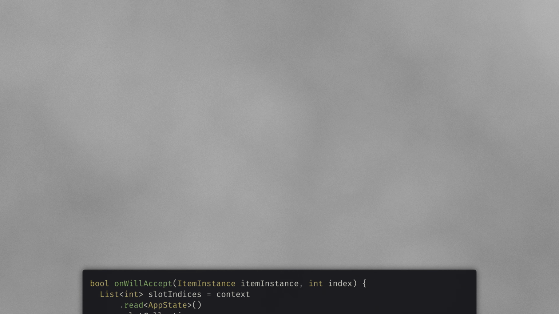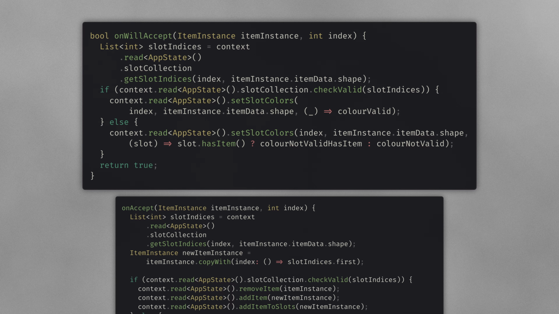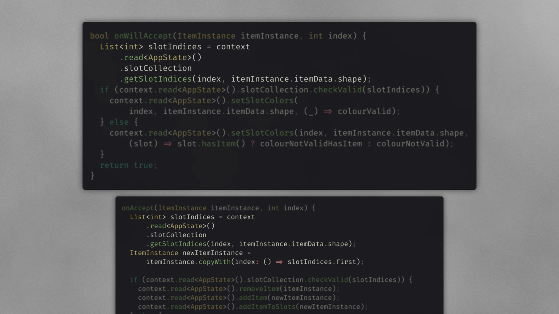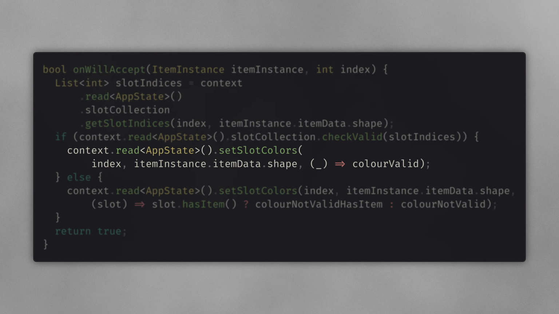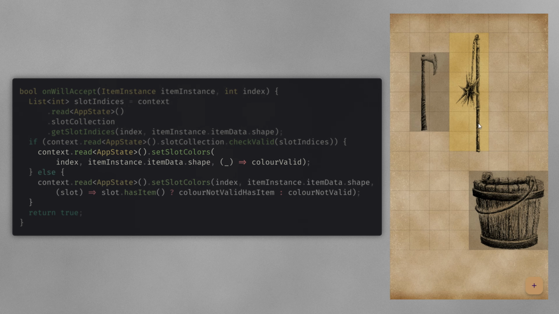Something that has changed behind the scenes is the drag target interaction functions. OnWillAccept and OnAccept now take into account whether an item is valid in its new position. They both calculate which slot indices the item is hovering over, then ask the slot collection if these are a valid set of indices. For OnWillAccept, if they're valid, the same process as before is used, setting the slot colours to amber. If they're not valid, the slot colours reflect that using a red colour.